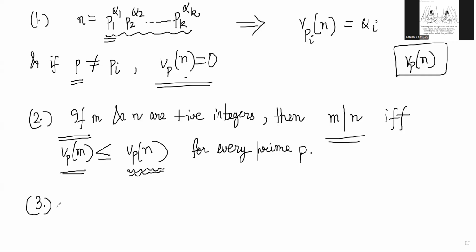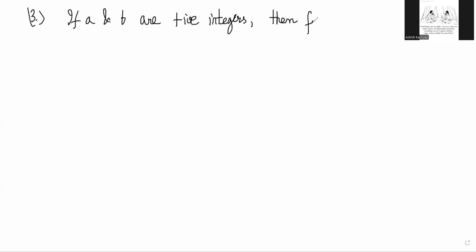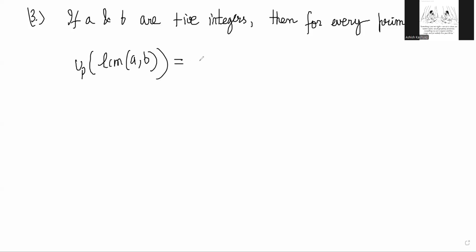Okay. The third one, I'll write it on the next page. Third property is if a and b are positive integers, then for every prime p, v_p(lcm(a,b)) is equal to the maximum of v_p(a) and v_p(b).